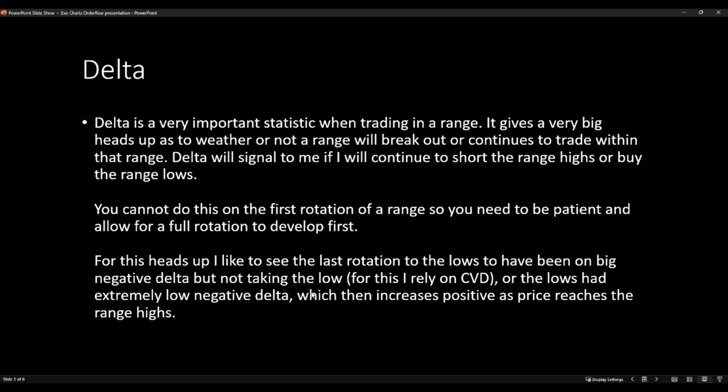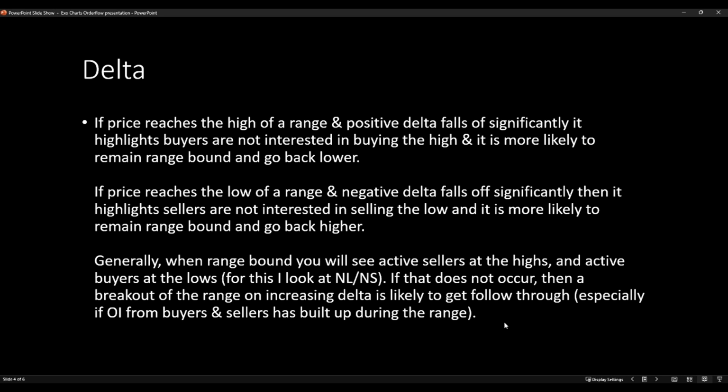That's important. So when we see the price coming down to the lows on extremely low negative delta, we can expect price to move back in the opposite direction, and we would like to see increasing positive delta. So if price is coming down to the lows on low negative delta, we can presume that price will start to increase back up to the high of the zone, and we would want to see increasing positive delta as price reaches the range high or the high of the zone. If price reaches the high of a range and positive delta falls off significantly, it highlights that buyers are not interested in buying the high, and it's more likely to remain range bound and go back lower.